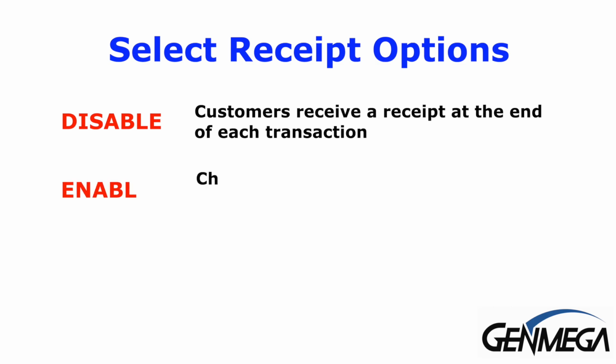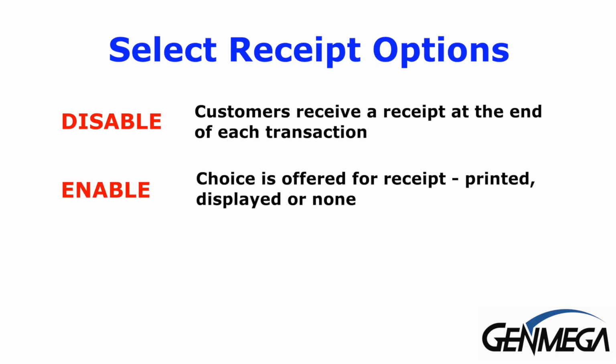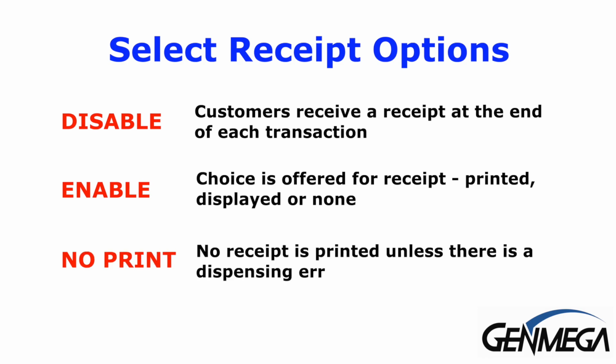In summary, there are three options available for Select Receipt. Disable will automatically print a customer receipt at the end of each transaction. Enable will offer customers a choice of receipt type: print, display, or none. No Print will not print a customer receipt unless there is a problem dispensing the cash.